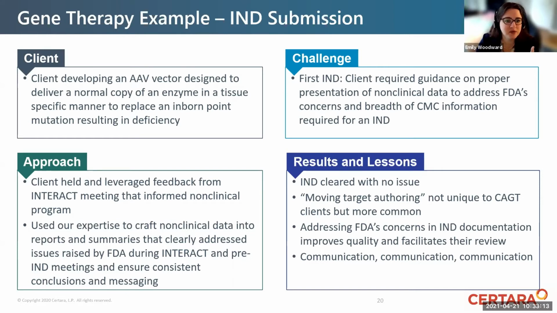So the sponsor was developing an AAV vector, and they wanted to deliver a normal copy of an enzyme in a tissue-specific manner in order to restore function for an inborn deficiency. So pretty, what I would call straightforward, gene therapy, if such a thing is true or exists. This was their first IND. And that is not surprising.